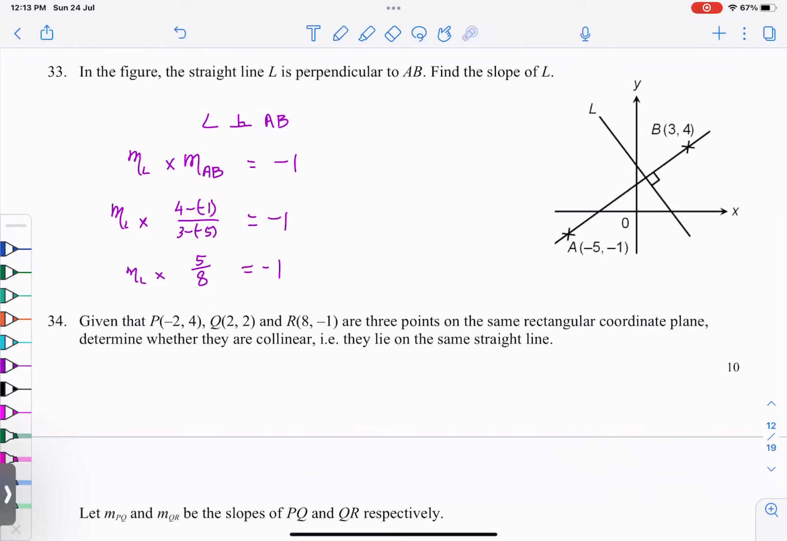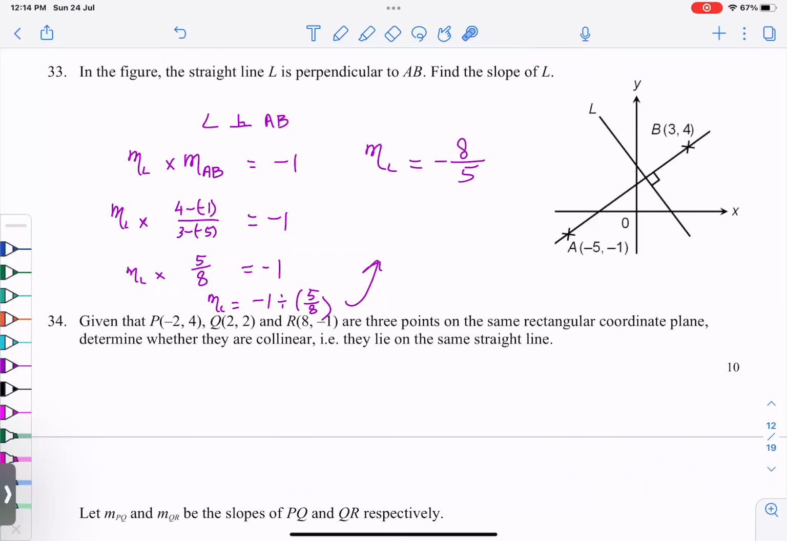All right. What does the question need? Slope of L. So you have here slope of L. You don't need this part. It's multiplied here. So what do you do? Yes, divide it on the other side. Click calculator. You should be able to get that. Slope of L will be negative 8 over 5. Don't forget the negative sign. Okay? So it's not that hard.